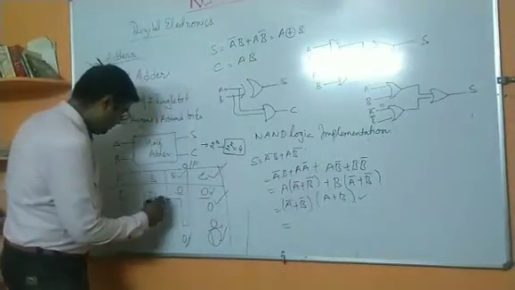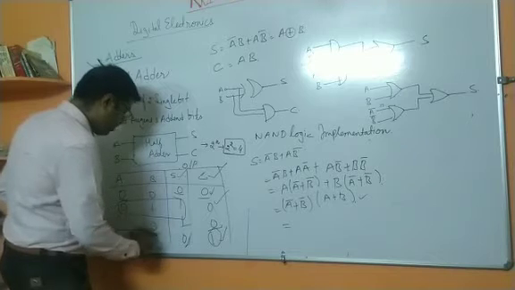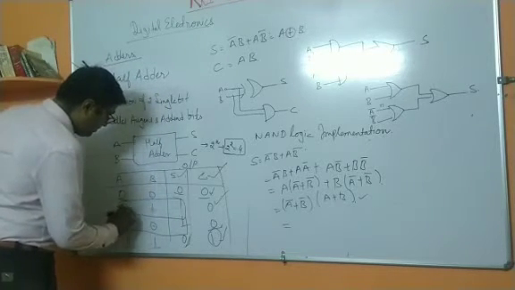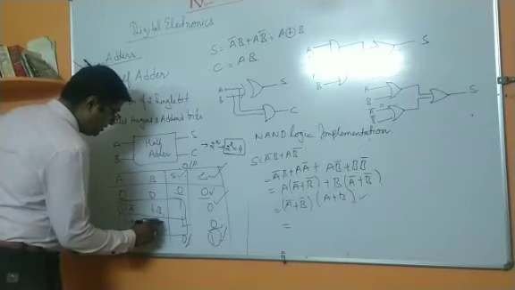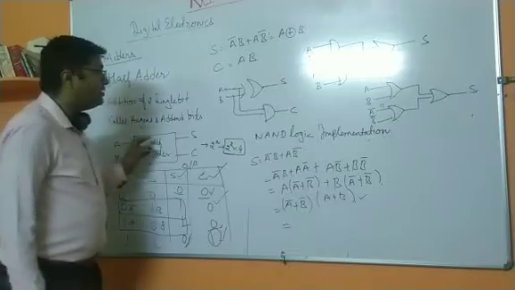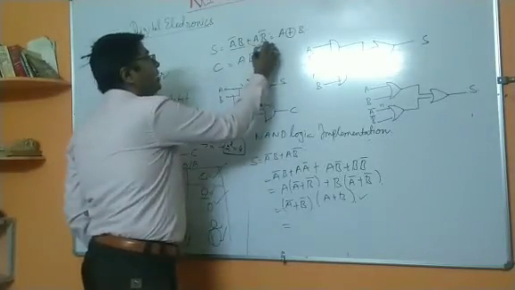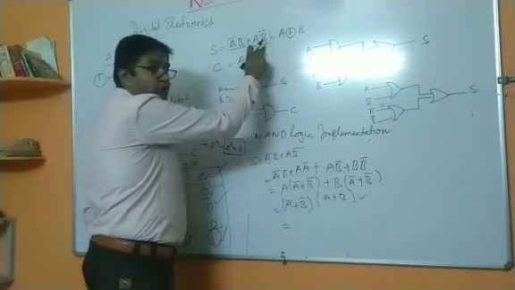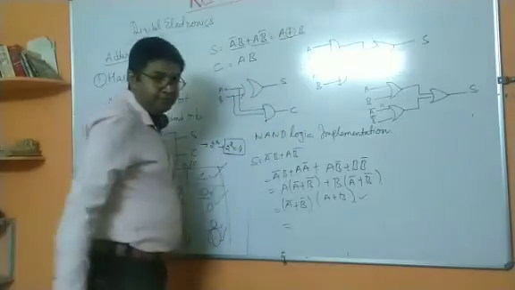Now the sum comes as 1 in two scenarios: this is A bar B, and this is A B bar. We need to write this sum as A bar B plus A B bar. Now to simplify this logic, this is the XOR gate operation. So we can put it as A XOR B.